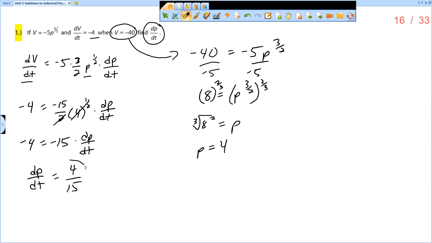And so that's it. This one is not in a context, but it was just meant to help you understand the mechanics of related rates.